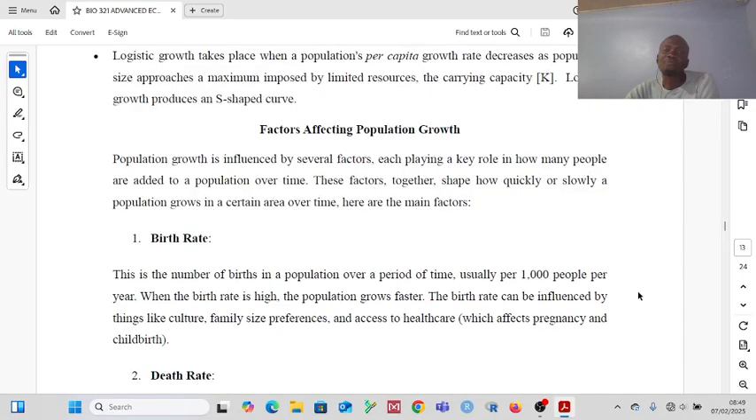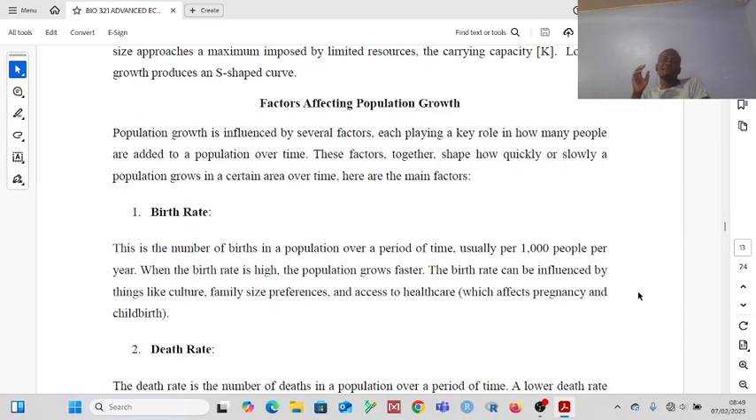But now, the factors which affect population growth. We've looked at the models, the exponential growth model and the logistic growth model.